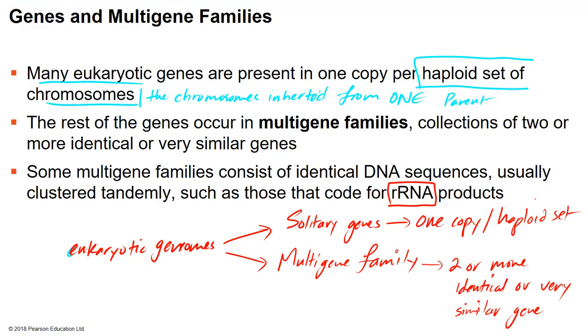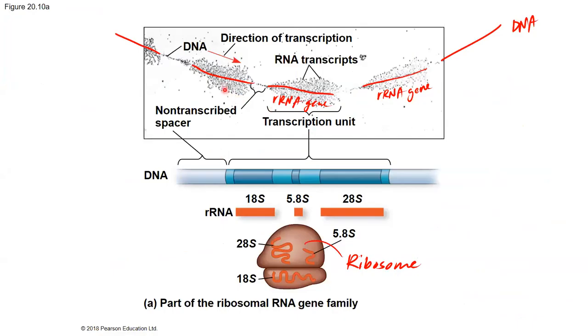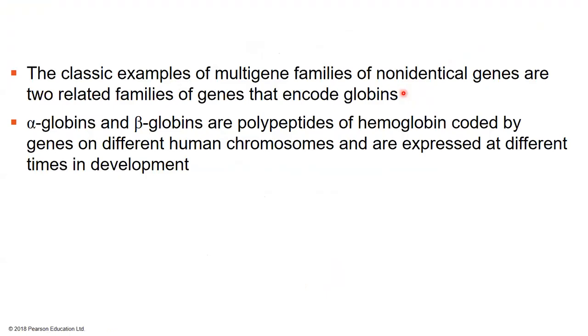Some other gene families consist of genes that are not identical. They are very similar genes. So here, the sequence of this gene, this gene, this gene, and this gene, and maybe another 100 genes, are identical in sequence. But other multi-gene families might have non-identical gene sequences.